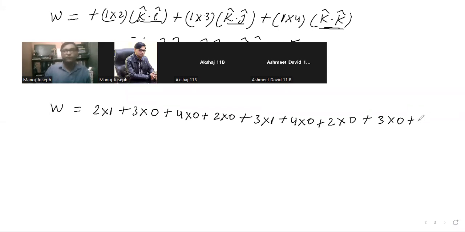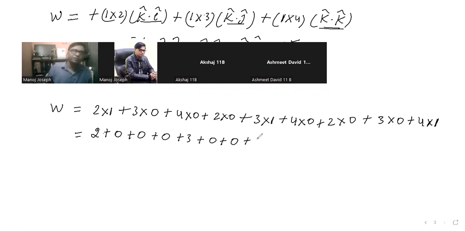Next term, 1 into 4 is 4, but k dot k will give us 1. So the amount of work done is 2 plus 0 plus 0 plus 0 plus 3 plus 0 plus 0 plus 0 plus 4. So only 2, 3 and 4 is there. Rest of the terms become 0.